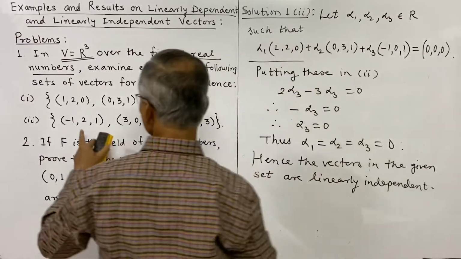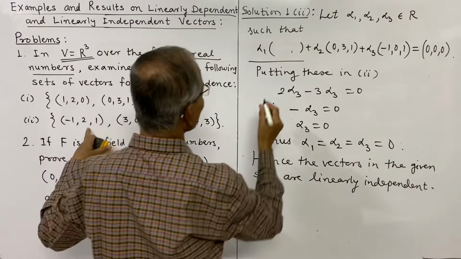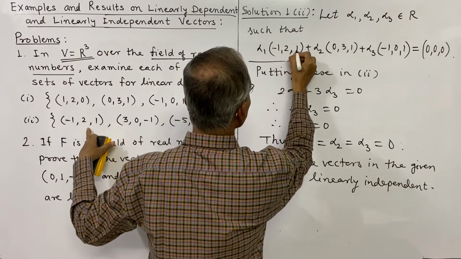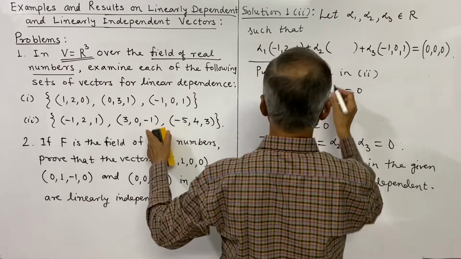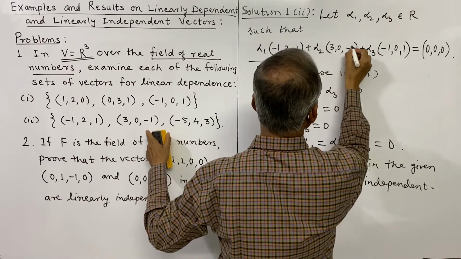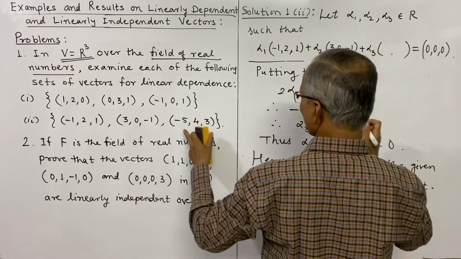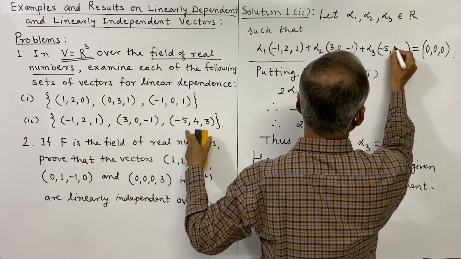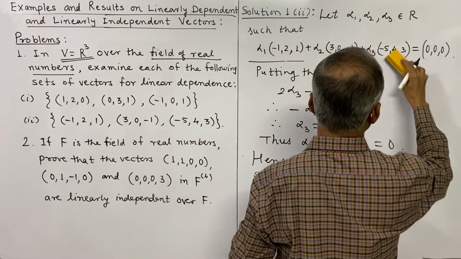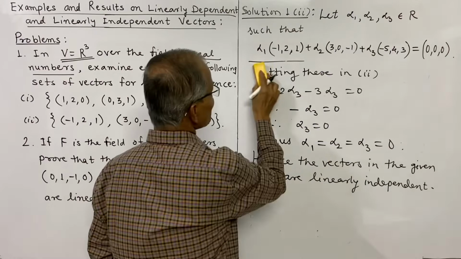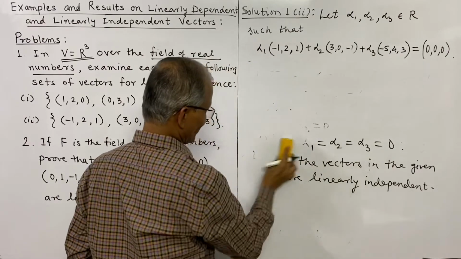alpha 1 into the first vector, the first vector is minus 1, 2, 1. The second is 3, 0, minus 1, and the third is minus 5, 4, 3. So these are the vectors, and the right side is 0. So we will have to simplify this. So what this implies?